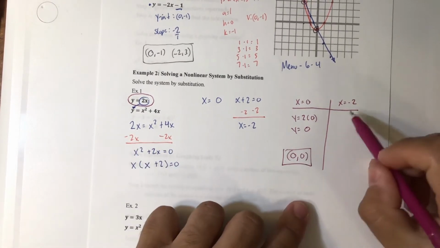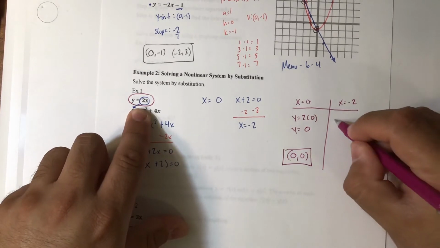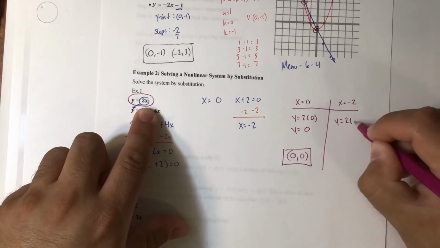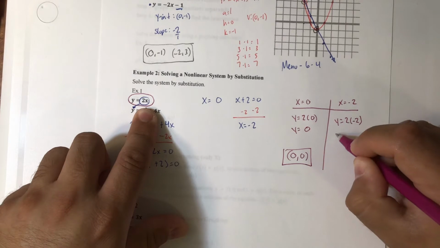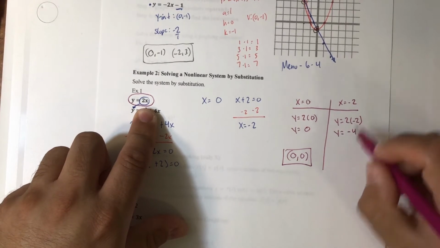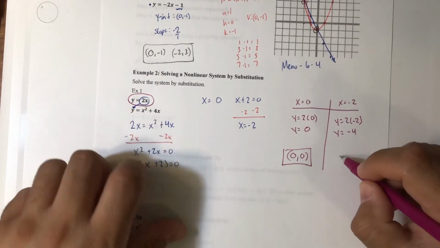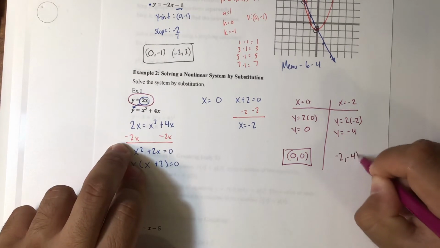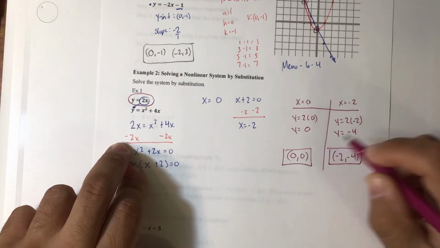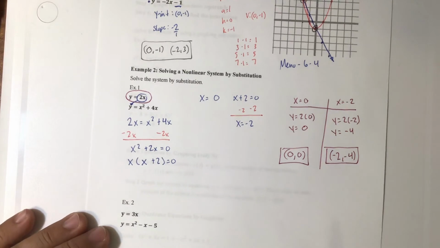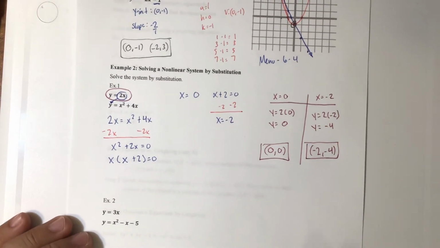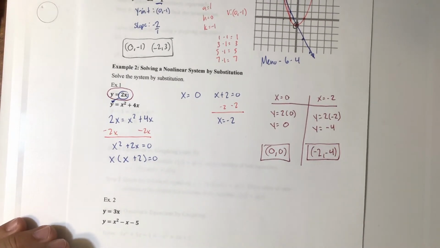And for my second one, I'm going to plug negative 2 into the same equation. So y equals 2 times negative 2. So 2 times negative 2 is negative 4. So I have x is negative 2, y is negative 4, so negative 2, negative 4. Now from here, I'm going to verify my answers, and just going to type it into the calculator.